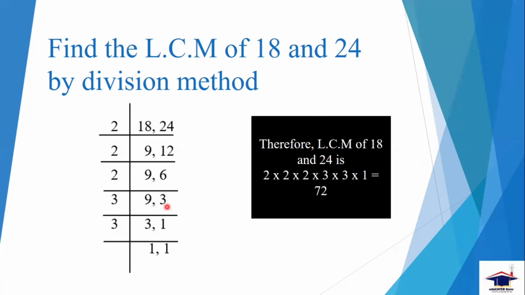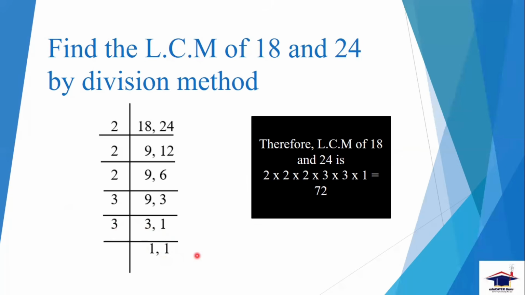Then the next prime number is 3. So 3 3s are 9, 3 1s are 3. Then 3 1s are 3. So the remainder is 1. So till here you have to follow this procedure in the division method.